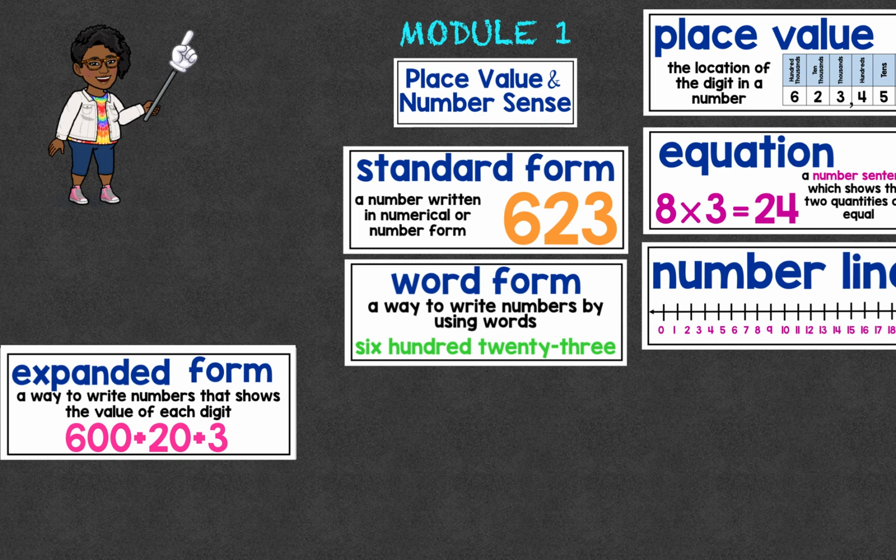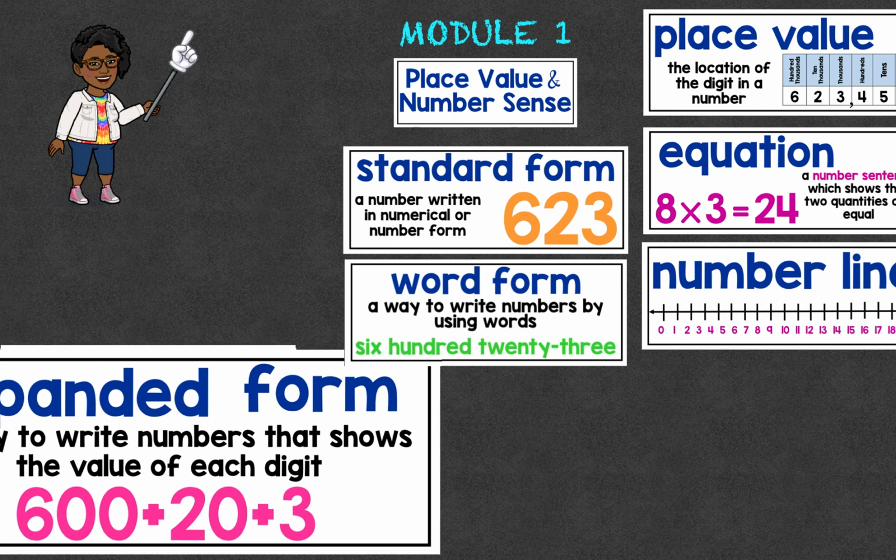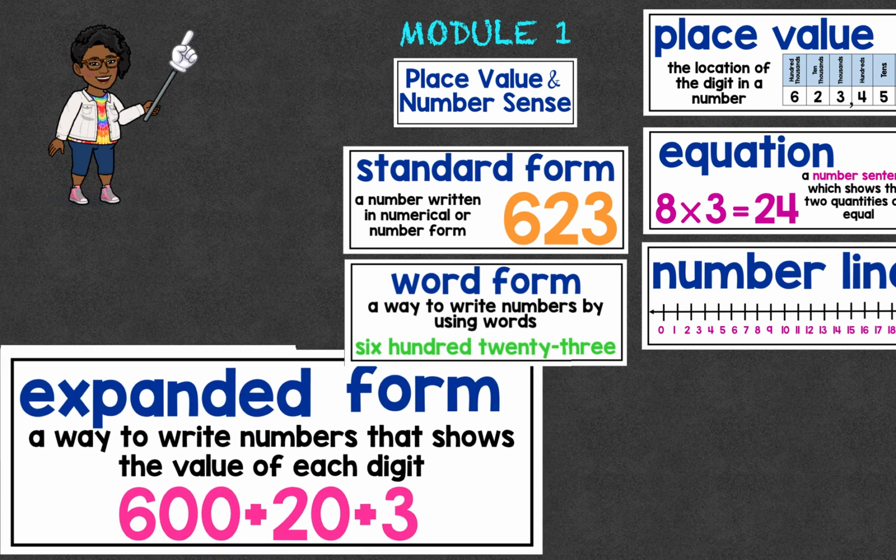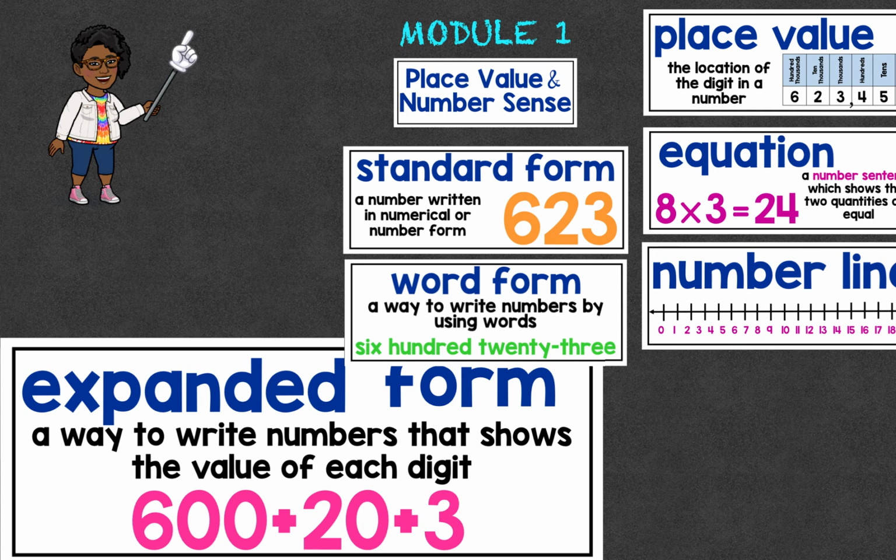Our last written form of a number is expanded form. Expanded form is a way to write numbers that shows the value of each digit. And so if we think about what I said about place value when I first started with that vocabulary card, each digit is in a certain place. And so even though when we write the standard form, we are writing a single digit for each place, expanded form tells the value of that digit. So 600 plus 20 plus 3 is the same as 623.